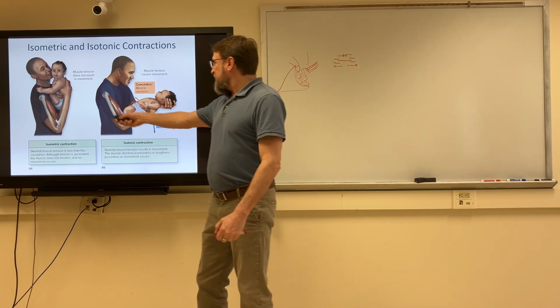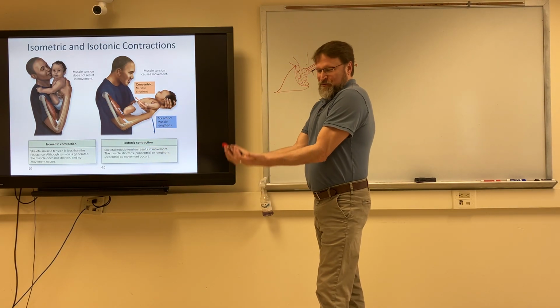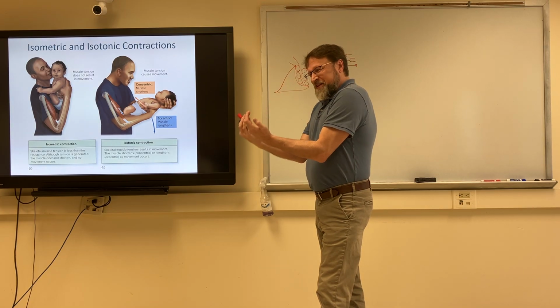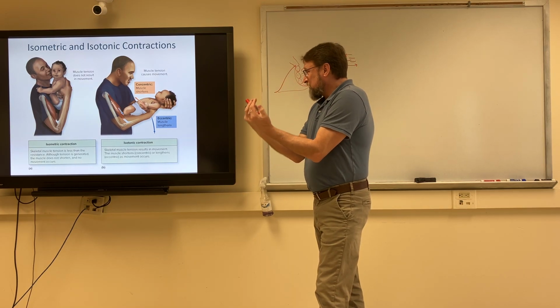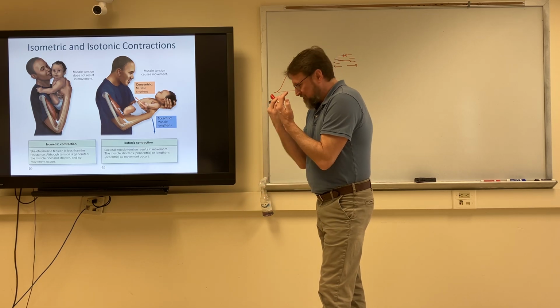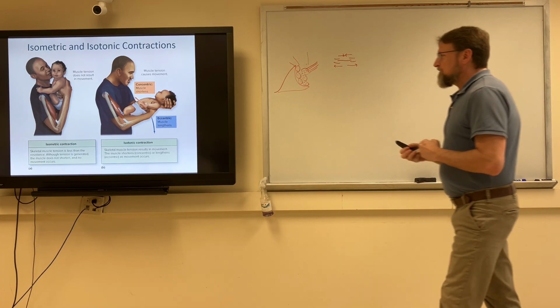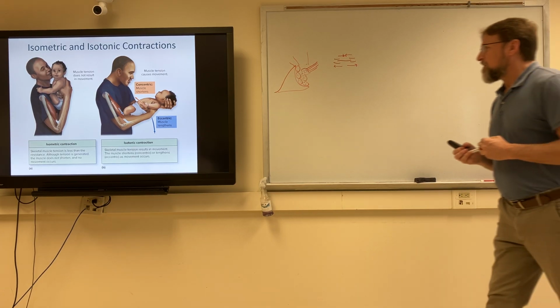See, it's contracting isometric. But here, if I'm playing peekaboo or whatever we're doing here, as I bring the baby down, I don't want to drop her, so I'm bringing her down slow, and that's an eccentric contraction. But when I bring her back up to give her that kiss, concentric. So that image is one of the best I've seen over my career for explaining what's going on here.